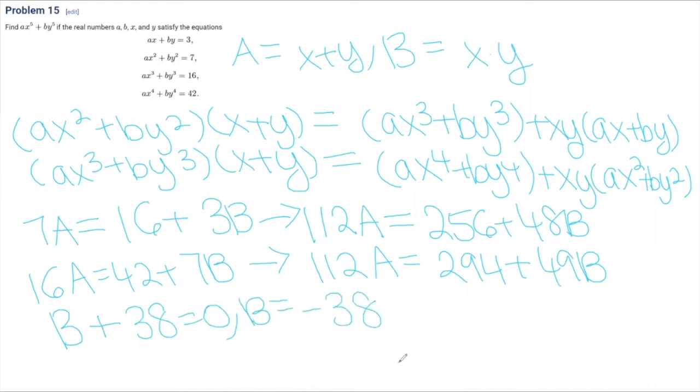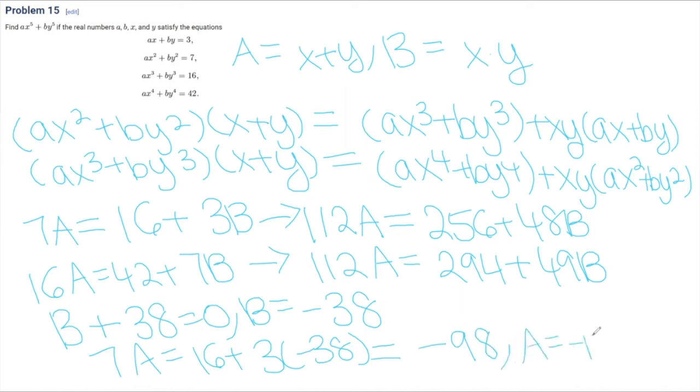And then plugging this into our original equation, well, we could plug it into this, but it's much easier to plug it into that one. So we have 7A is equal to 16 plus 3 times negative 38, which is equal to negative 98. So A is equal to negative 14.